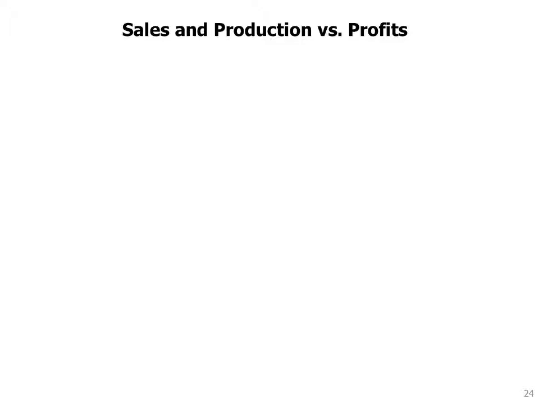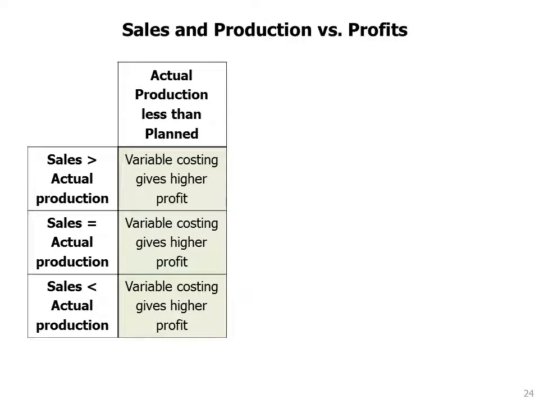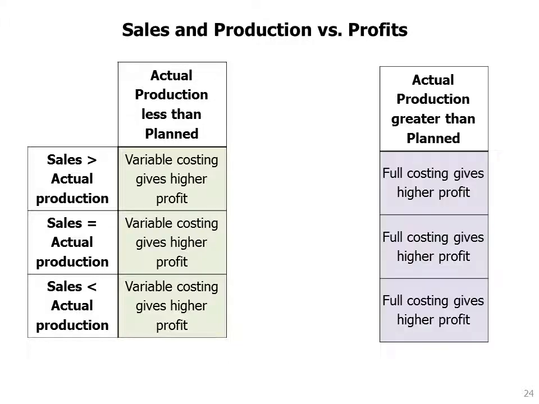And so this is one of the key differences between variable and full costing: under variable costing, profit is a function of changes in sales only, while under full costing, changes in profit are a function of sales and production levels. And I've just put this in a tabular form. So if the actual production is less than planned, variable costing will always give the higher profit at any sales volume. And the reason for that is because of the reversal of the under-recovery. And if the actual production is greater than planned, full costing will always give the higher profit, and that is due to the reversal of the over-recovery.